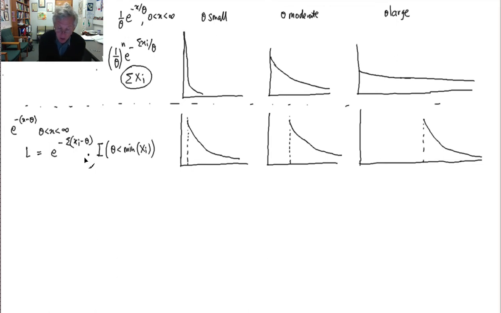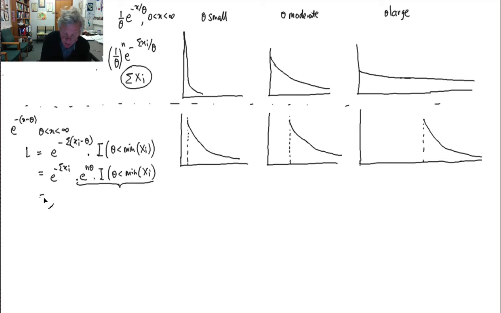Now we want to write this using the factorization theorem, and so we just have to be a little bit careful here. We can write this as an e to the minus sum of the xi, and then we have a minus theta, so it's an e to the theta, so we have an e to the n theta, and then we have the indicator that theta is less than the minimum of the xi.